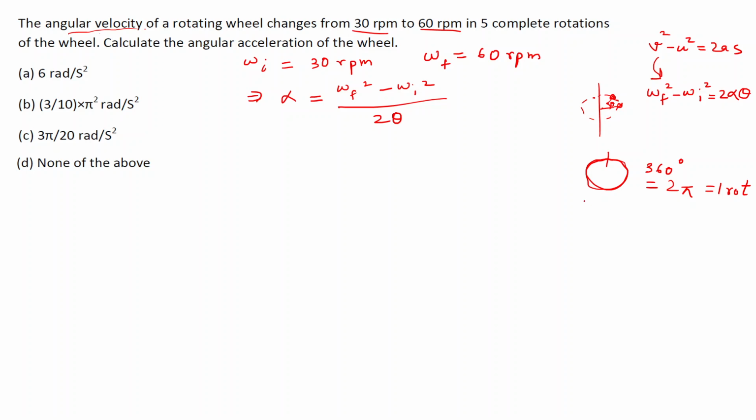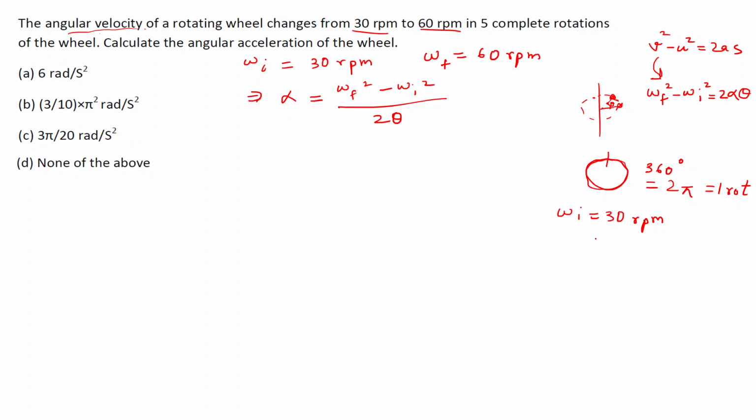That means this omega i is 30 rotations per minute. First I would like to convert this minute to second, because we like to deal with the same unit, and here our answer is in second. So let's convert this also into second. So 30 rotations per minute.